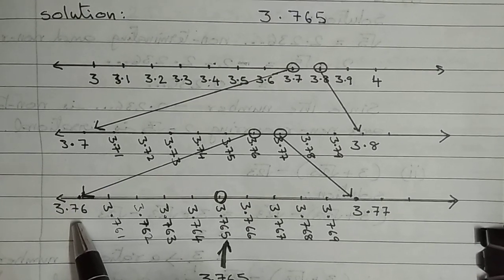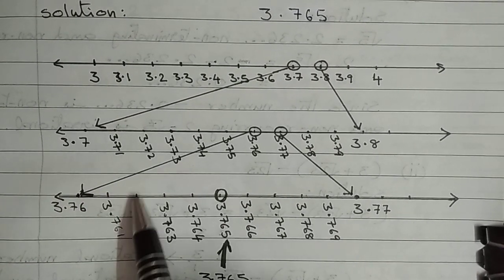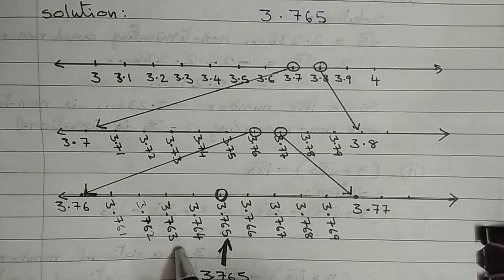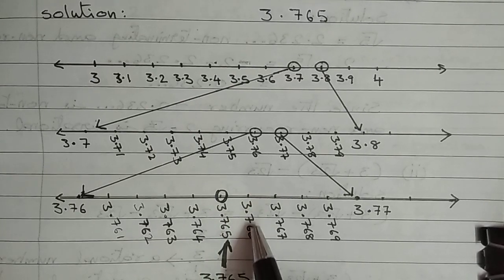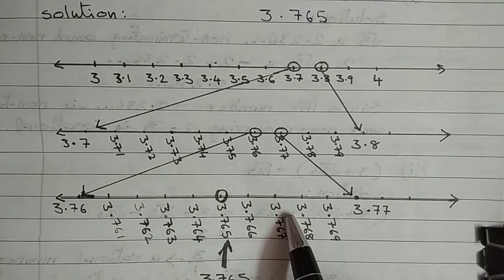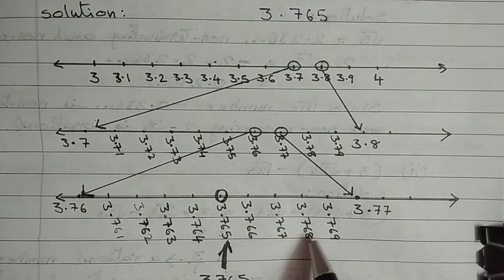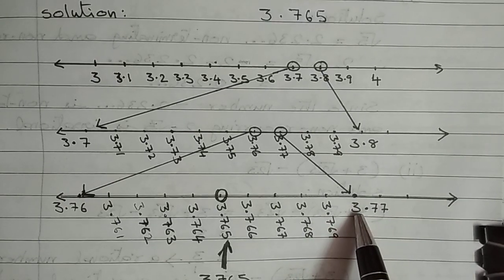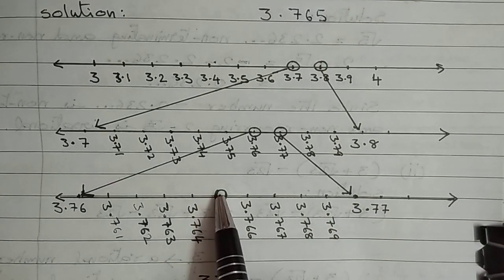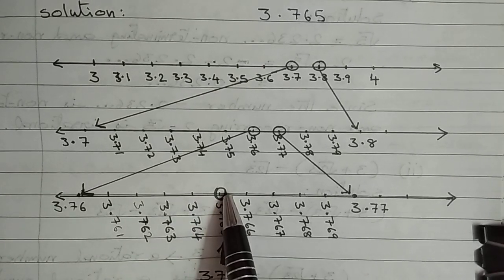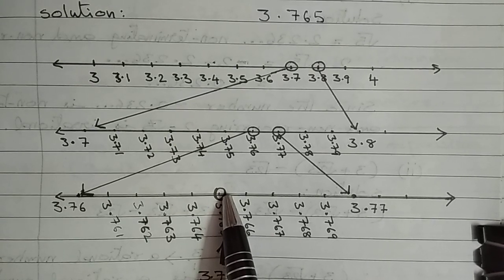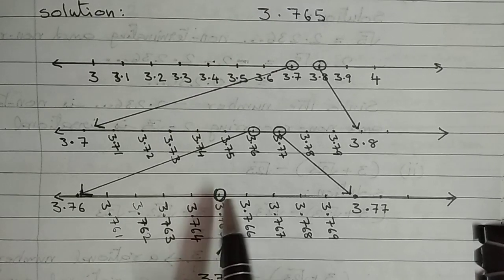with 3.76, then 3.761, 3.762, 3.763, 3.764, 3.765, 3.766, 3.767, 3.768, 3.769 and 3.77. And here we get the point 3.765, and this is how we represent 3.765 on the number line with the help of successive magnification.